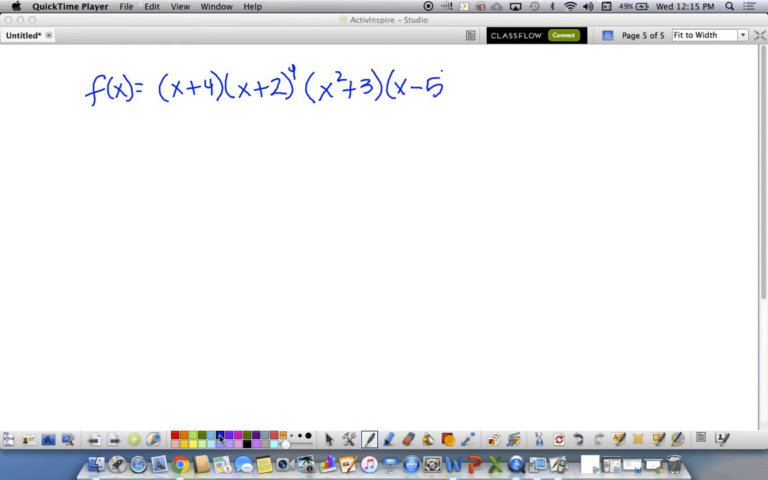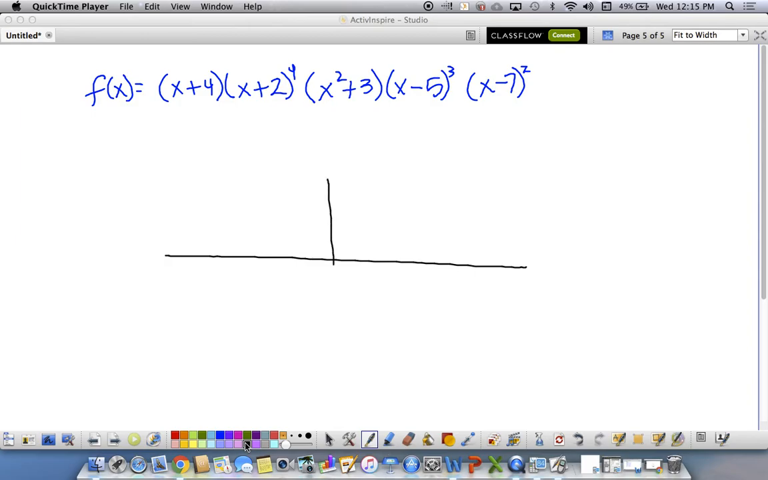They give you f of x equals x plus 4 times x plus 2 to the 4th times, oh, they were mean to you in this one, x squared plus 3 times x minus 5 cubed times x minus 7 squared. Okay, they brought something in from what I told you at the beginning, but we'll have to go back and look at that.